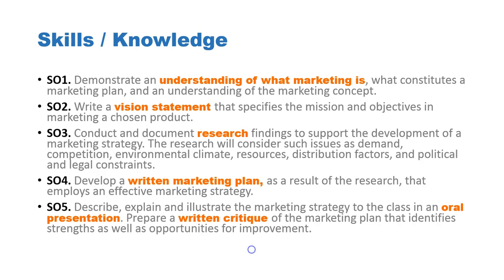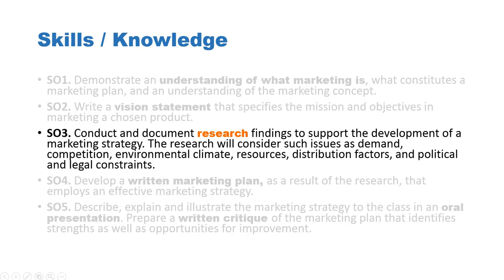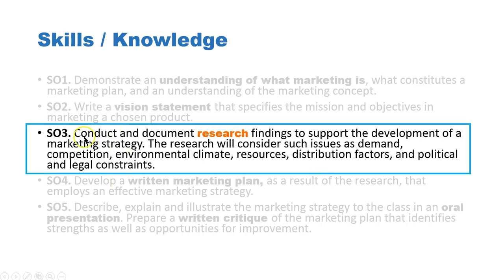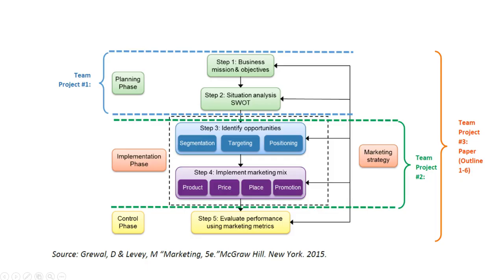In terms of the skills and knowledge that you will be developing as a result of this marketing strategy, it's really around student outcome number 3 listed in your syllabus and highlighted here. And this is where you will conduct and document research findings to support the development of a marketing strategy. And let me locate where that is in your marketing plan.